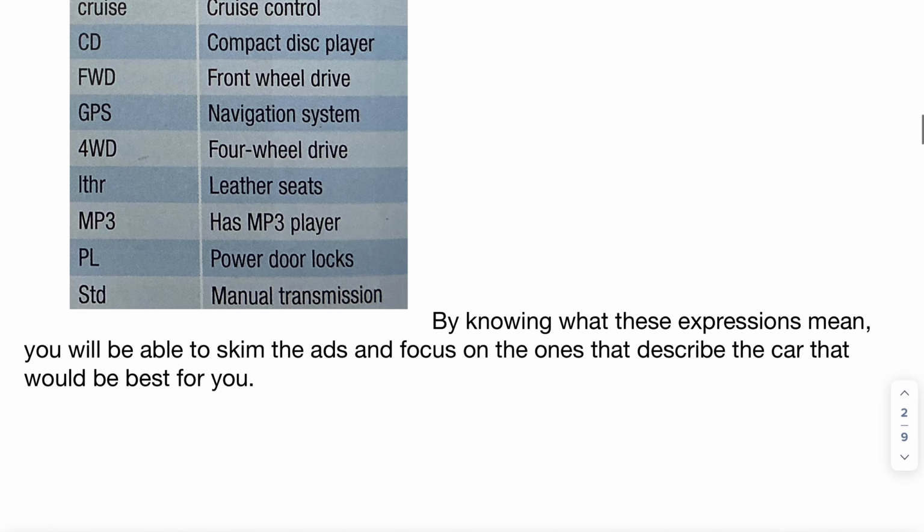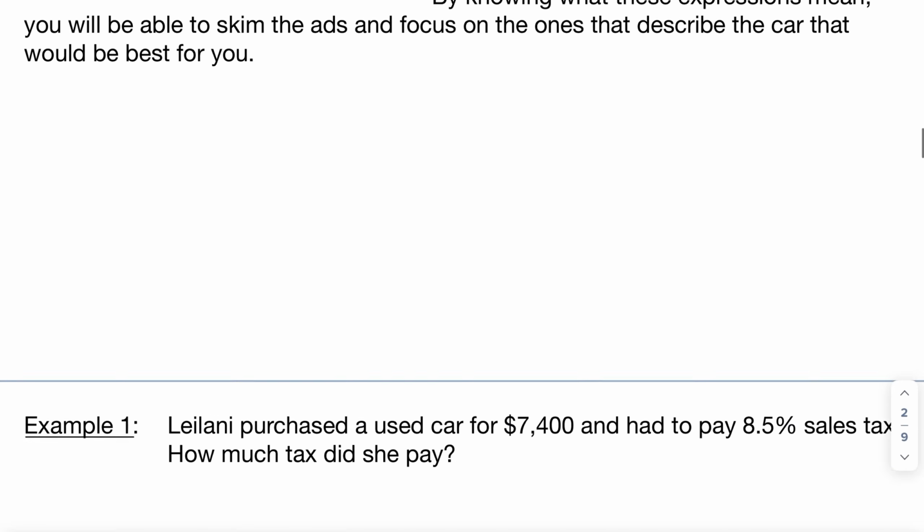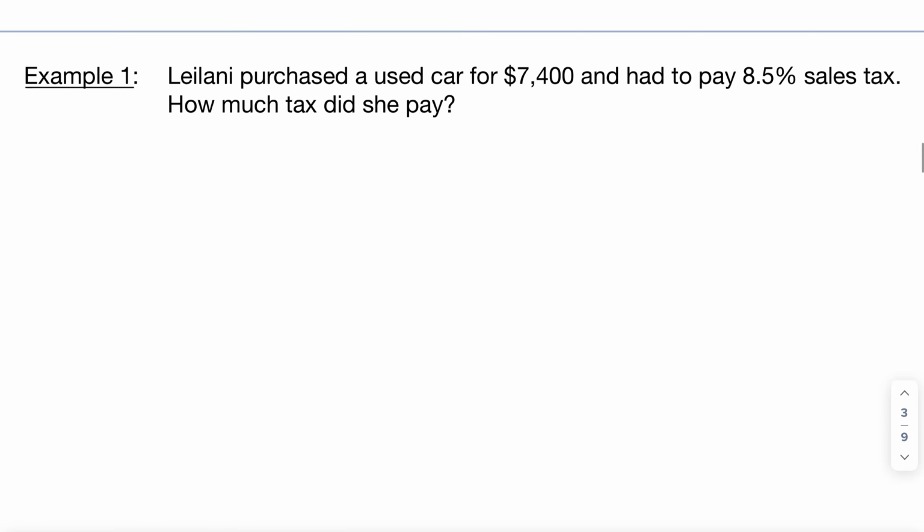Okay, so it's really important to know what these terms mean because then you'll be able to read through the ads a little bit faster and focus on the ones that you'd be interested in, okay? Okay, so let's take a look at example one here. Leilani purchased a used car for $7,400 and had to pay 8.5% sales tax. And the question here is, how much tax did she pay for this car?